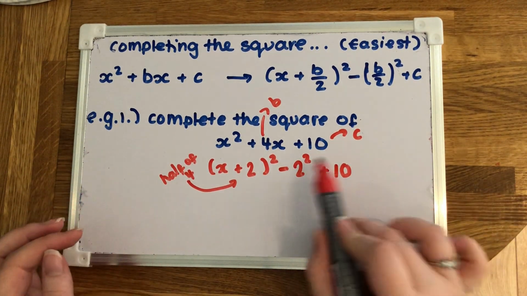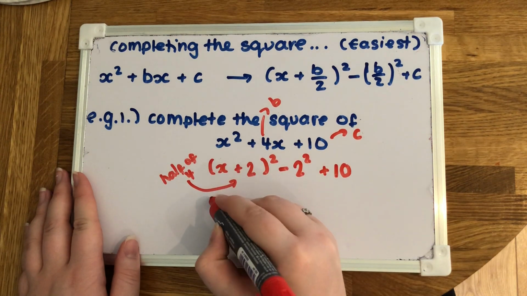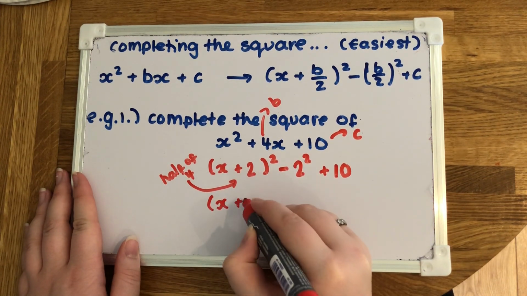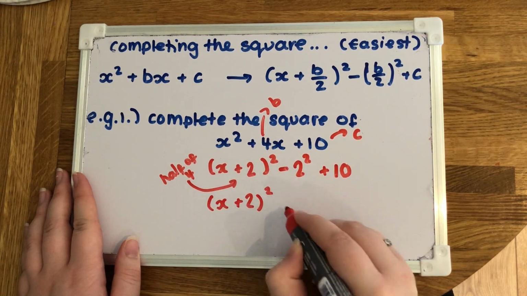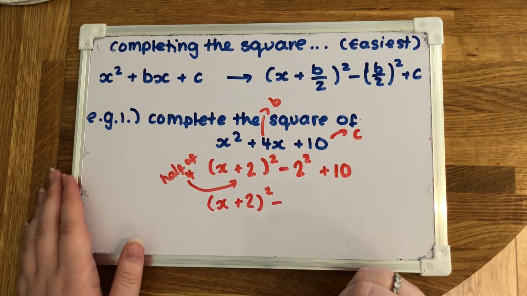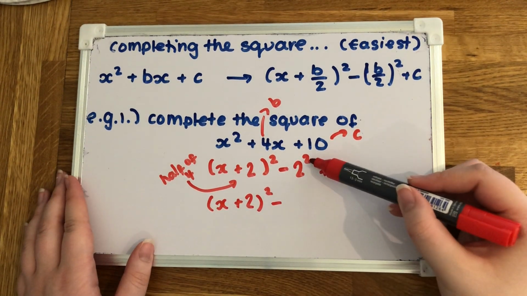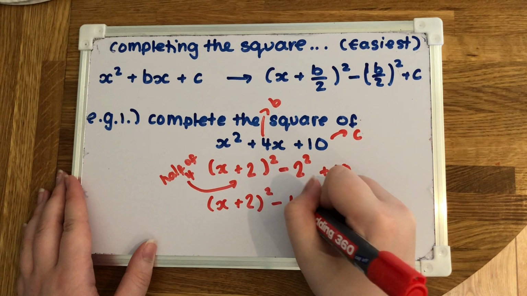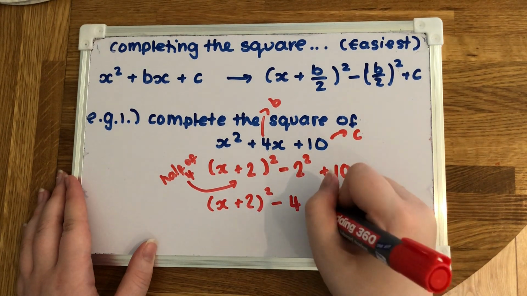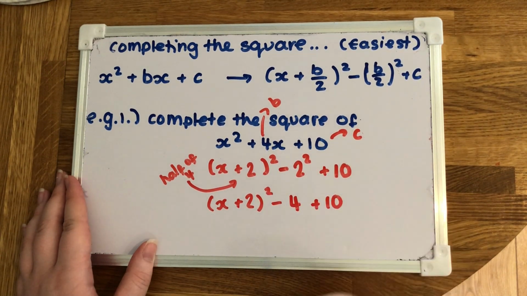Okay, now because these are numbers, we can simplify it, so we're going to keep the first bit as it is, because that bit can't be simplified. Okay, it's still going to be subtract. 2 squared is 4, so I'm just going to write 4 instead, and we've still got the plus 10.